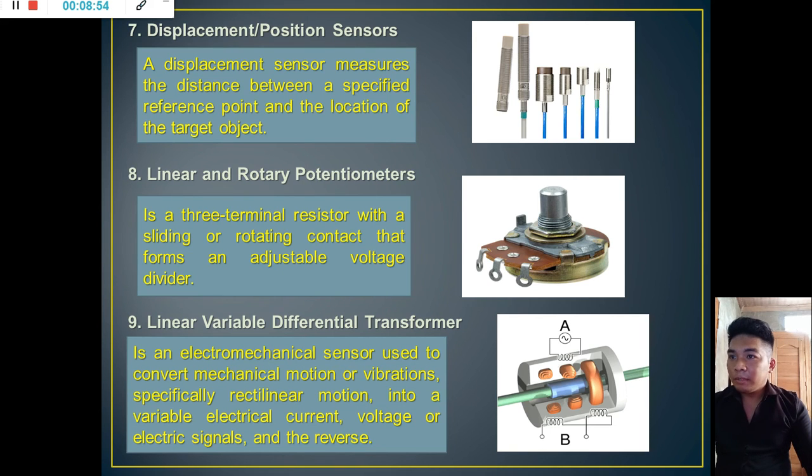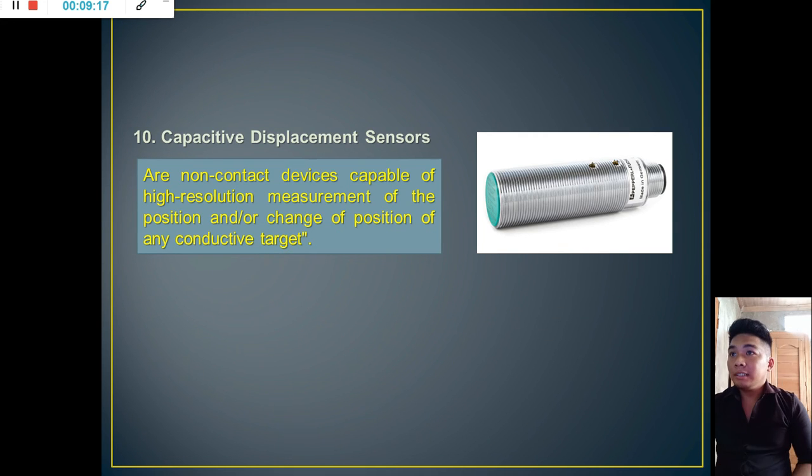The linear variable differential transformer is an electromechanical sensor used to convert mechanical motion or vibration, especially rectilinear motion, into variable electrical current, voltage, or electrical signals, and reverse. So number 10 is the capacitive displacement sensor. It can also detect the distance of an object but in higher resolution.